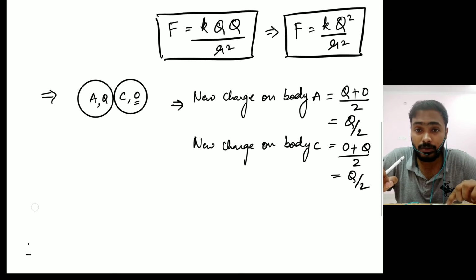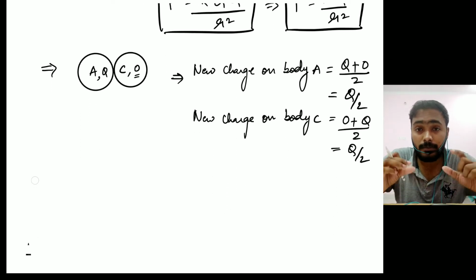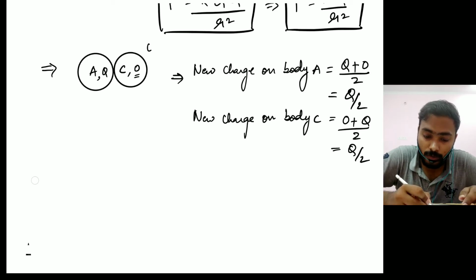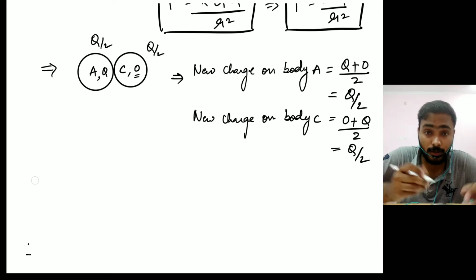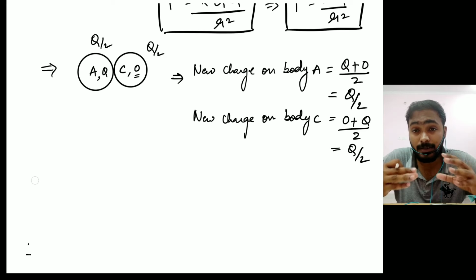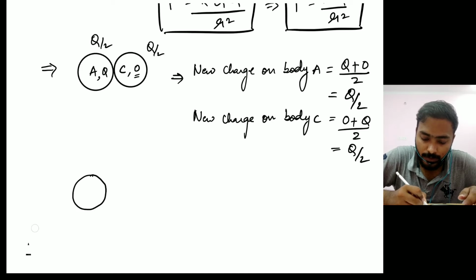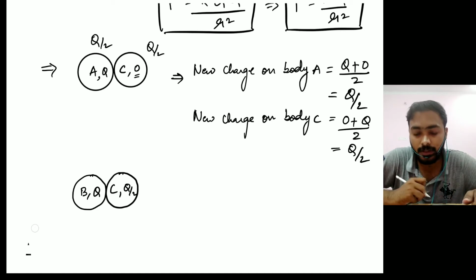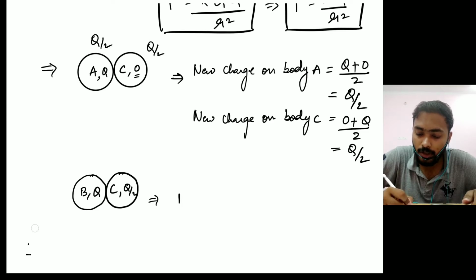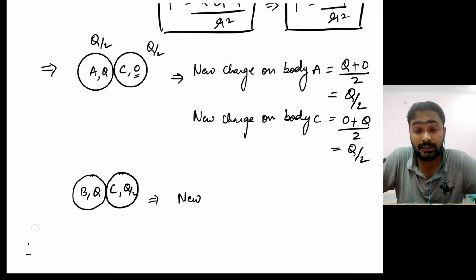Now according to our question, the same body C, which now has Q by 2 charge, while A also has Q by 2 charge, is now touched to body B, right? So now you have body B over here which had Q charge, and you touch it with body C which has Q by 2 charge. Okay, so what is going to happen now? Obviously both are identical, so charges will divide equally, right?